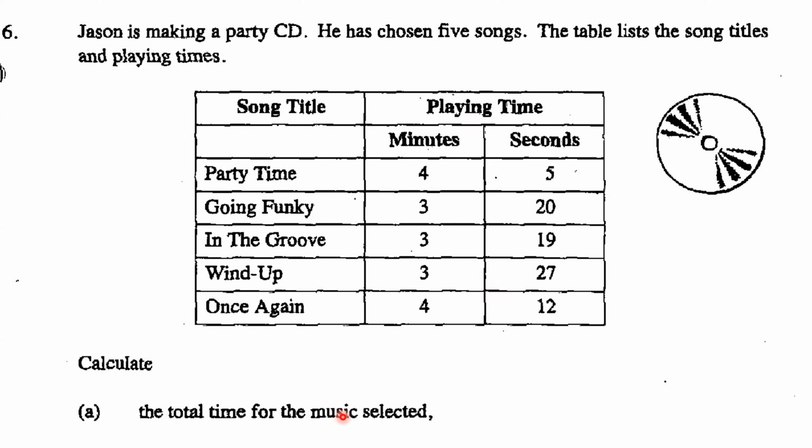They want us to figure out the total time for the music played. So what we're going to do here is first add up the minutes and then the seconds. Let's do the minutes. We have 4 plus 3 plus 3 plus 3 plus another 4, right? That's going to be equal to 17. So altogether we have 17 minutes. What about the seconds?